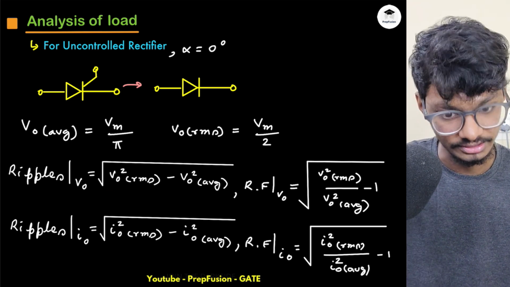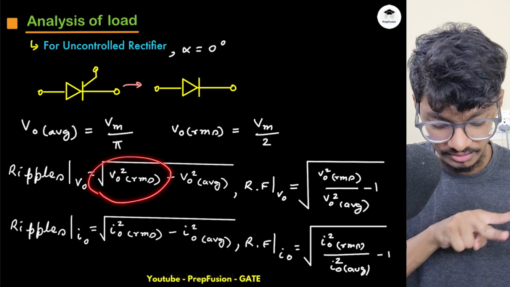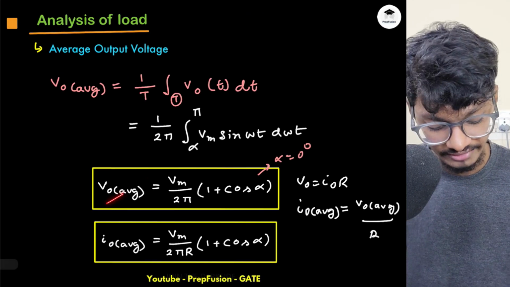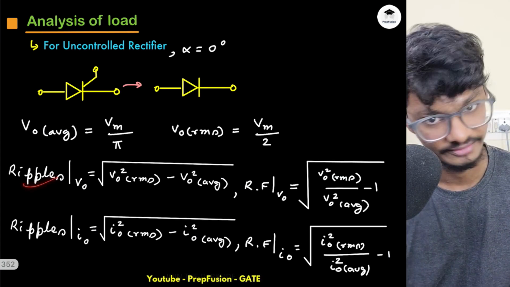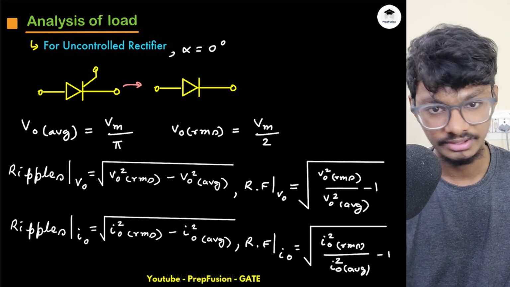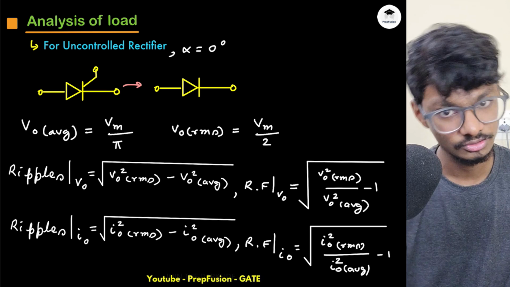You know what is ripple factor, and you know what ripples are. Ripples are basically the AC component. So it will be VORMS minus the DC component VO average. I've already explained what VORMS is, and I've already derived VO average. So from there you can derive the ripples, and you can derive the ripples for current as well. And what is the ripple factor? It will be simply VO AC upon VO DC, and you can derive from here. So all these things you can derive, no worries.